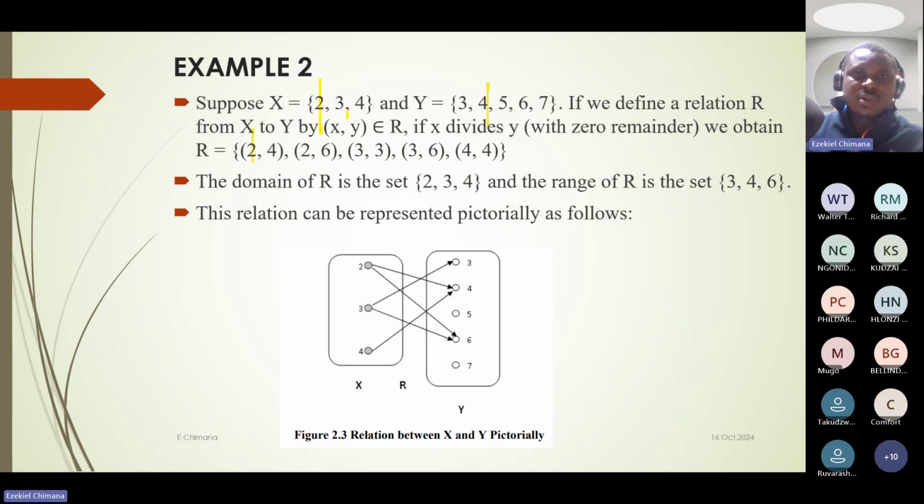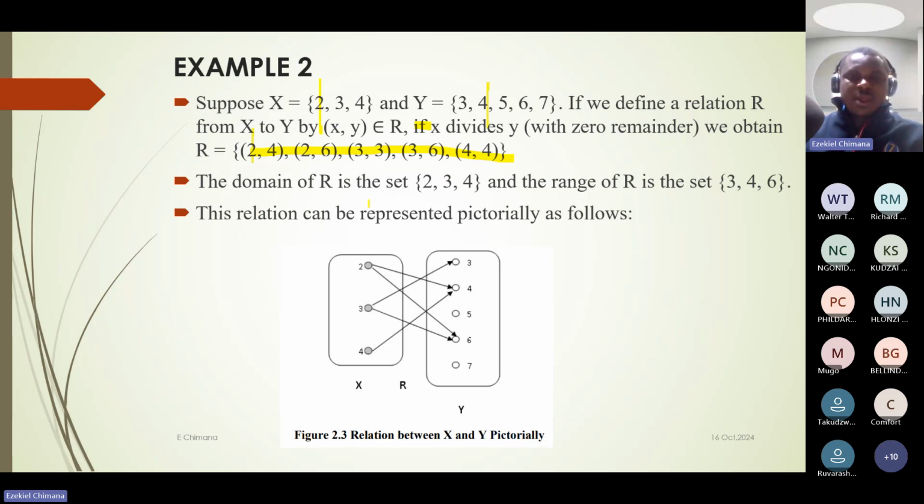That's why I've got this 3, 3, and then 3 and a 6. And then what else? 4 and this 4. So this makes our relation. The relation is being built on this relationship that x divides y with remainder 0.